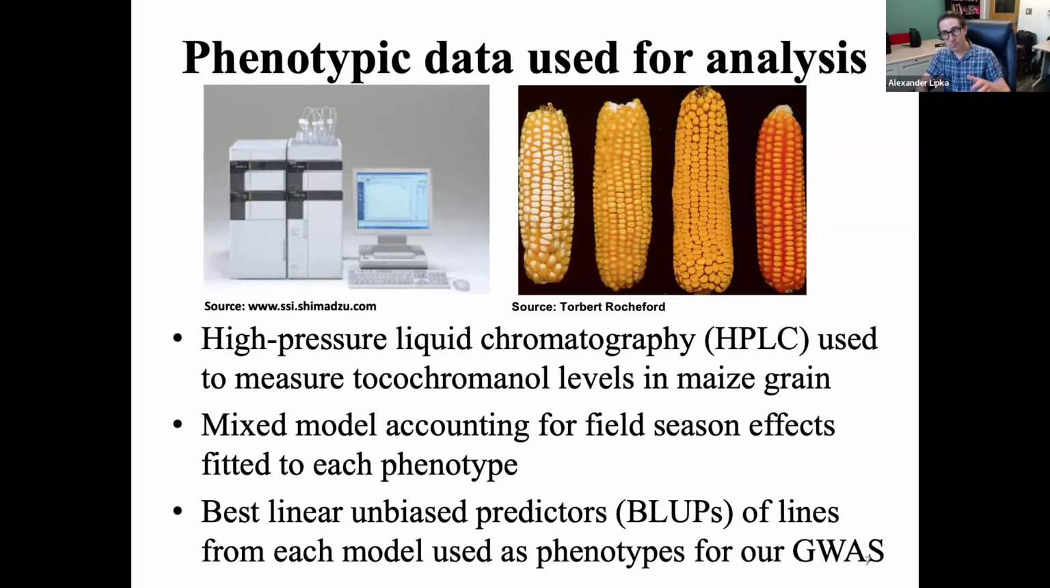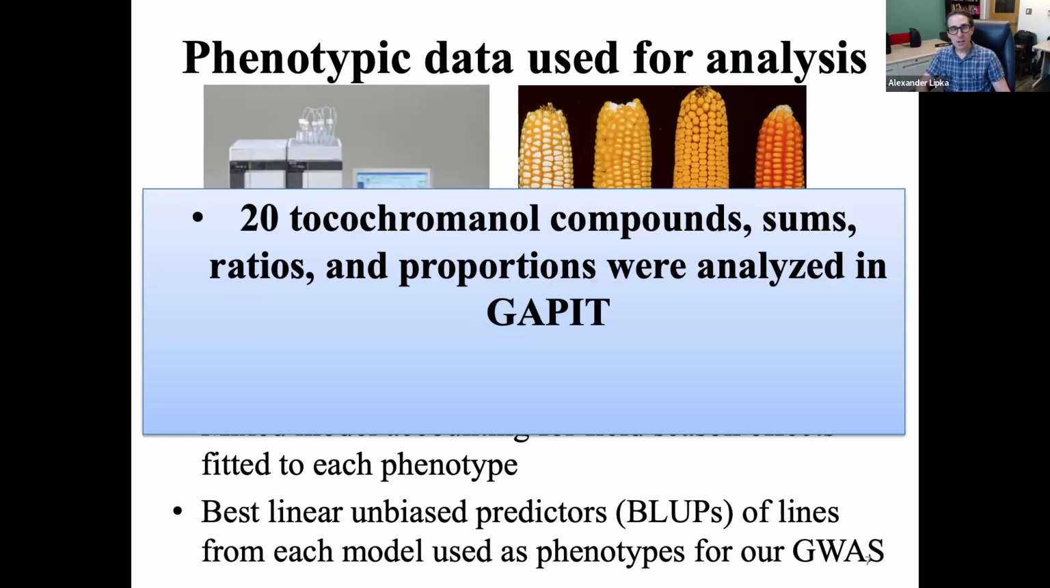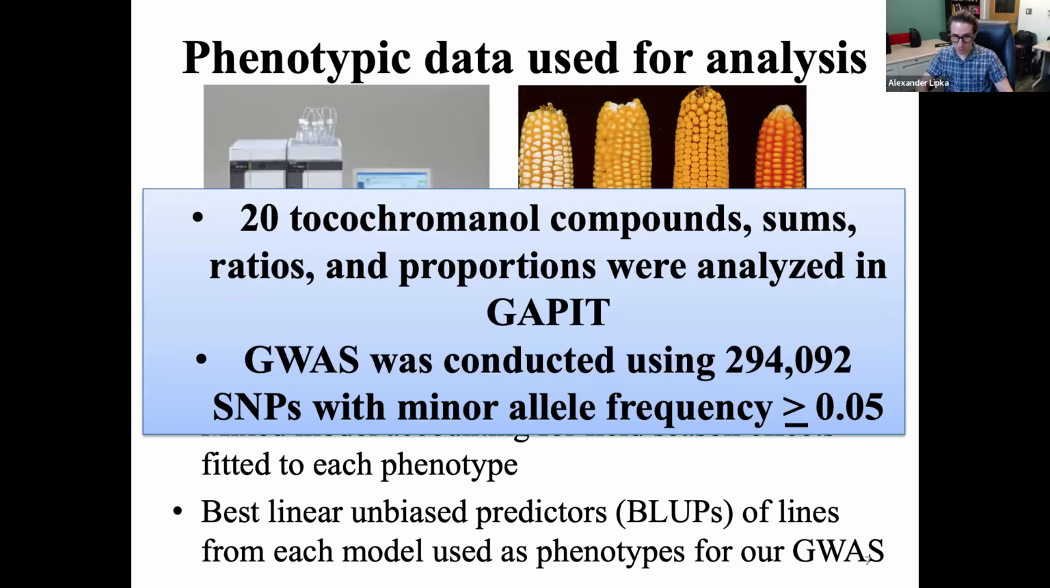This was before Don't BLUP Twice came out. So if I were to do this again, I'd use BLUEs. But that's a little bit off on a tangent. So we had a total of 20 tocochromonol compounds that we analyzed in GAPIT to perform a GWAS. We conducted this on about 294,000 SNPs.